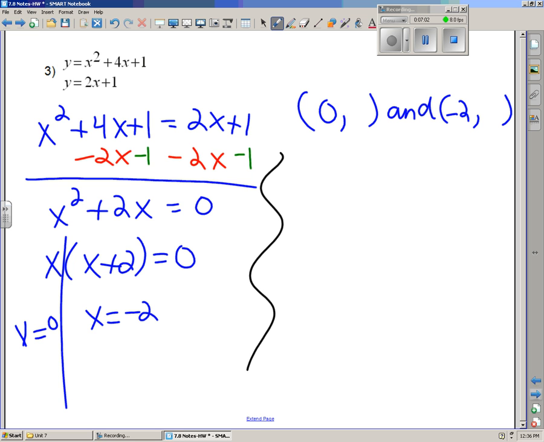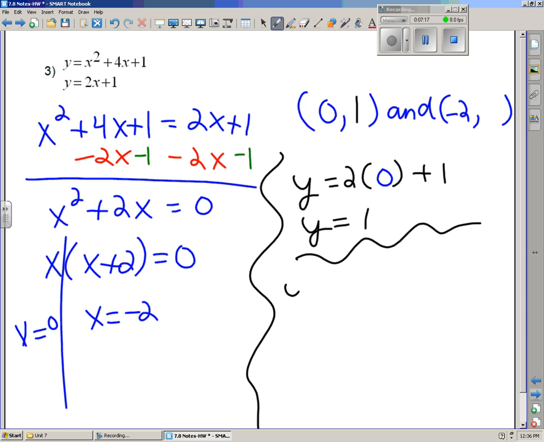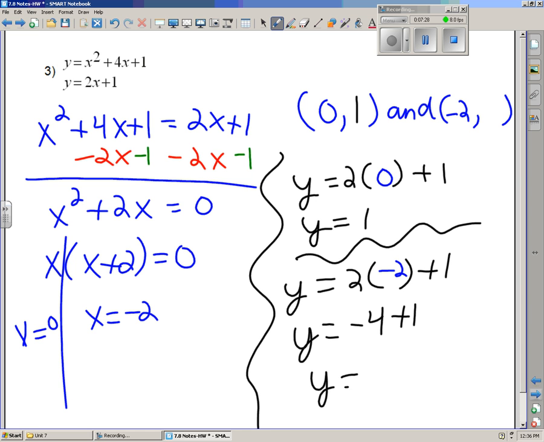Go back into my linear. It's probably the easiest one. Y equals 2 times x plus 1. When x is 0, y just equals 1, right? Because 2 times 0 is 0. 0 plus 1 is 1. Now when negative 2 gets plugged in, I get y equals negative 4 plus 1. Y equals negative 3. So there are my two solutions. 0, 1, and negative 2, negative 3. All right, so you should be good for the homework. Good luck.